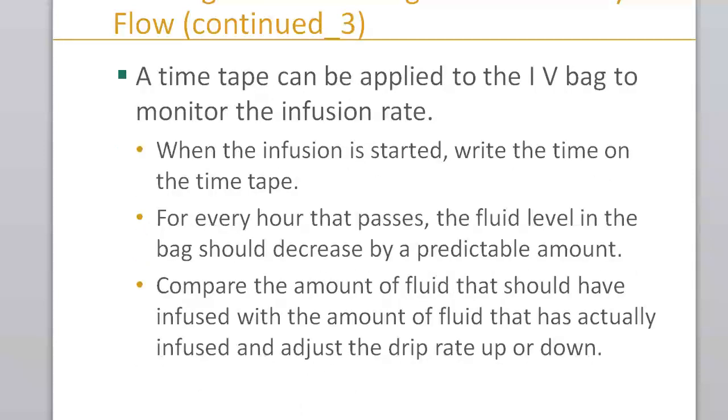A time tape can be applied to the IV bag to monitor the infusion rate. When the infusion is started, write the time on the time tape, and for every hour that passes, the fluid level in the bag should decrease by a predictable amount. So you should check on that periodically to make sure that you accurately counted those drops per minute, so that if the patient is supposed to get, for instance, 100 mLs an hour, that's exactly what the patient is getting. If you mark it hour by hour, you should see the fluid go down at that hour interval. That's how much the patient is getting.